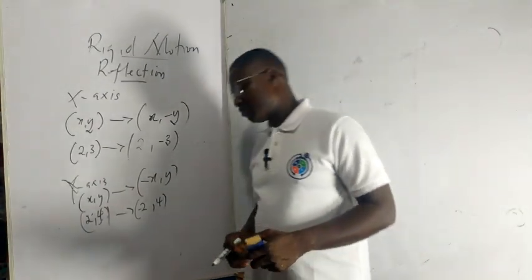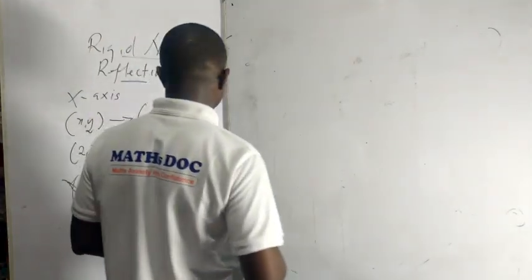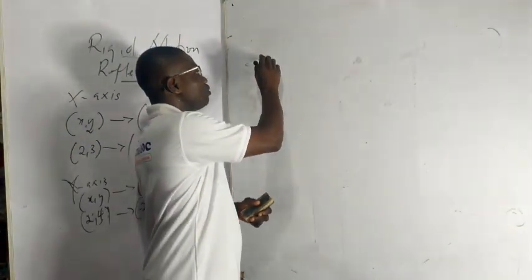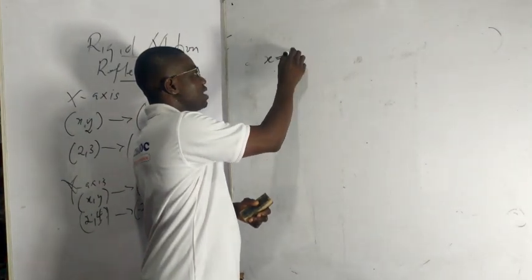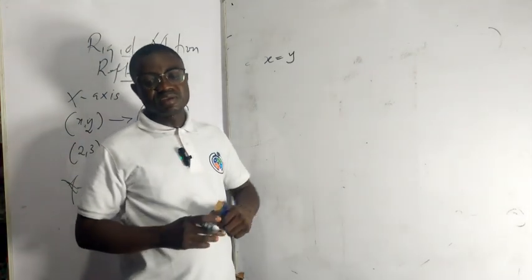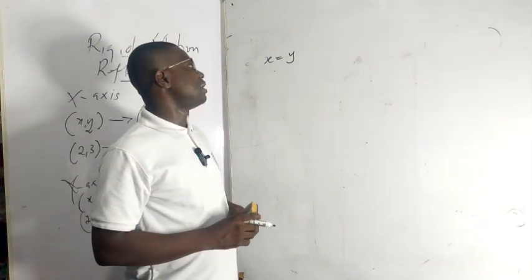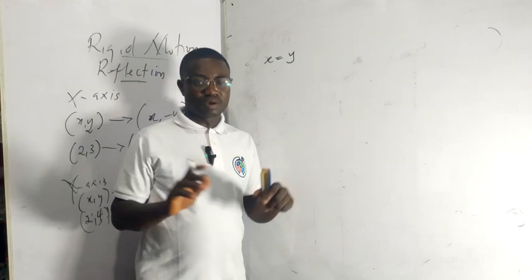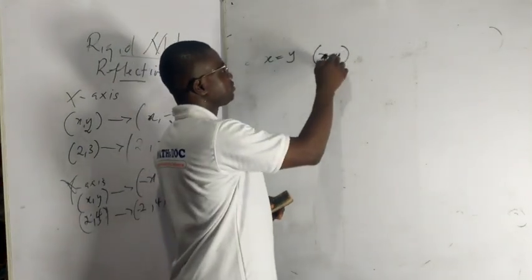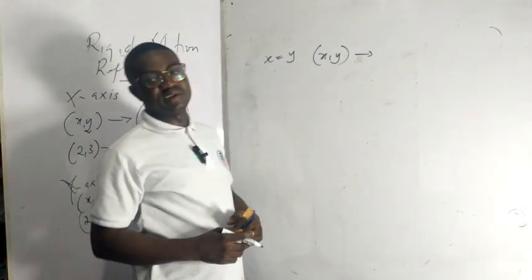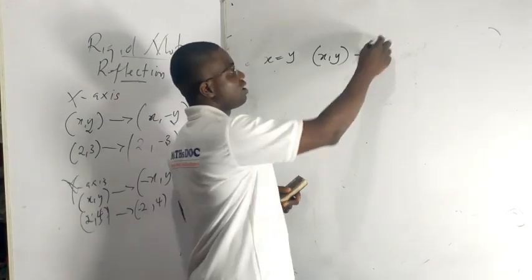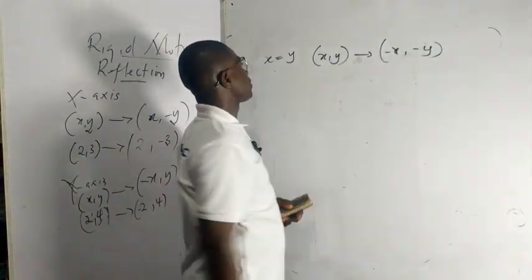Now let's look at other reflections that we may not be able to realize. Assuming that you are to reflect a point on x is equal to y. Reflecting a point on x is equal to y, we are going to have a point x comma y, and your new coordinate is to negate the two points. So you have minus x minus y.